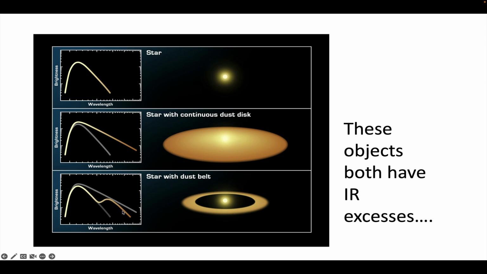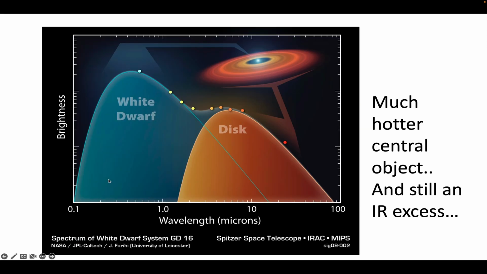So this kind of bump and wiggle in this case comes from the fact that there's a gap. Okay, so these two objects have infrared excesses. This object doesn't. There's no dust around it. These two objects do. This is a white dwarf with a disk around it. This emission comes from the white dwarf. This comes from the disk. And those dots are the spectral energy distribution. The smooth lines are the model fit to it.